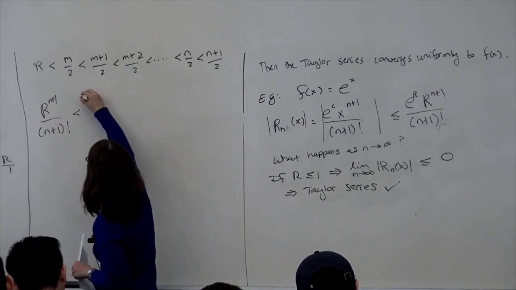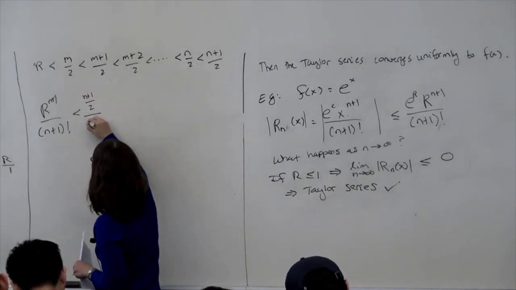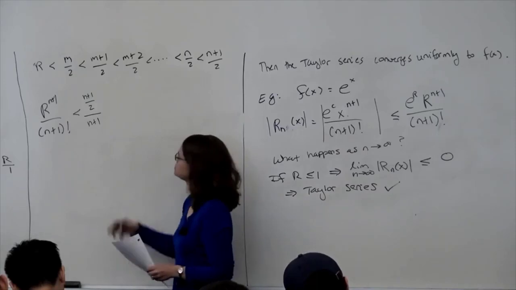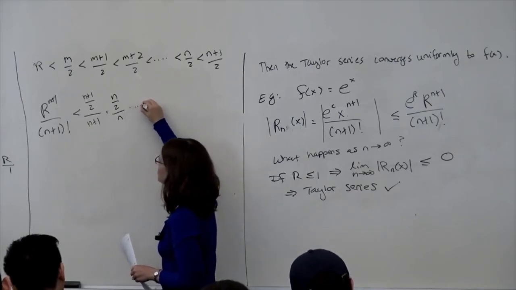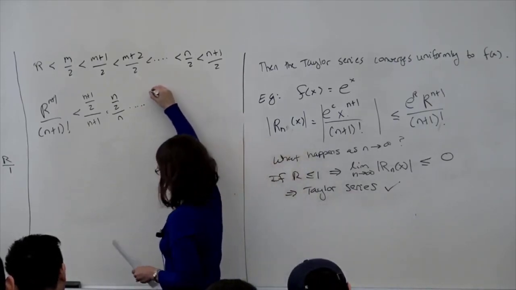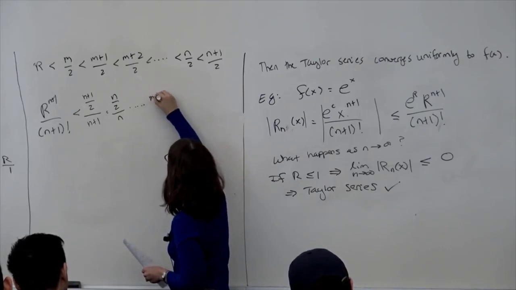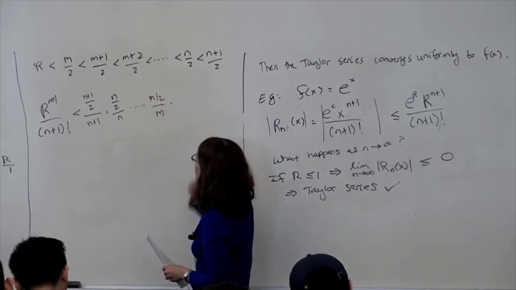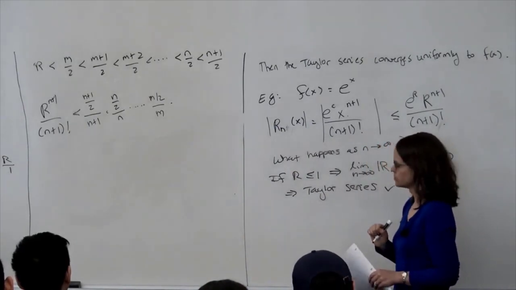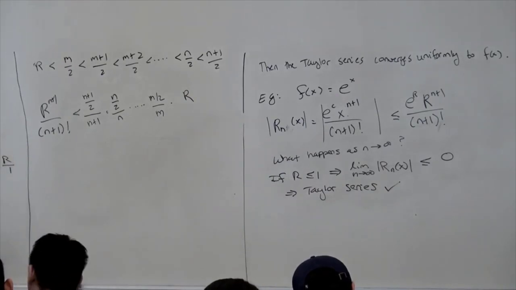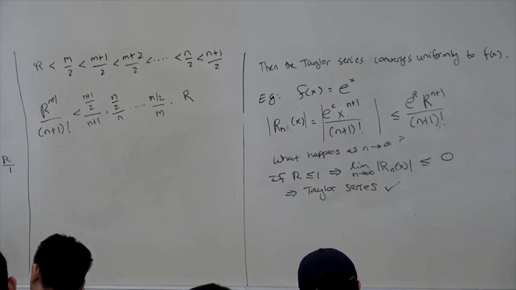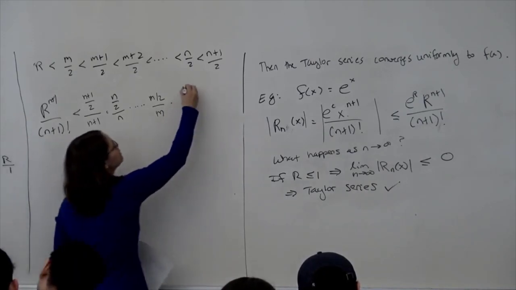Okay, so this first r was less than n plus 1 over 2. This next one was less than n over 2. And so on. Eventually I have n plus 1 over 2, eventually I have n over 2, and then I have whatever is left. From here to here, I can use that trick. Now what's left? I have m minus 1 more powers of r divided by m minus 1 factorial.